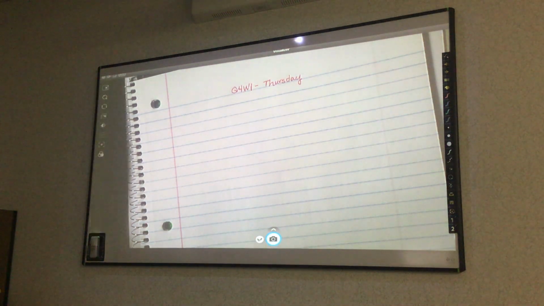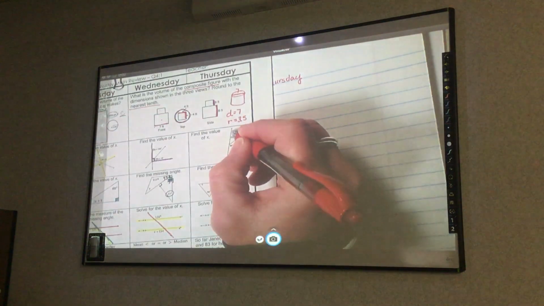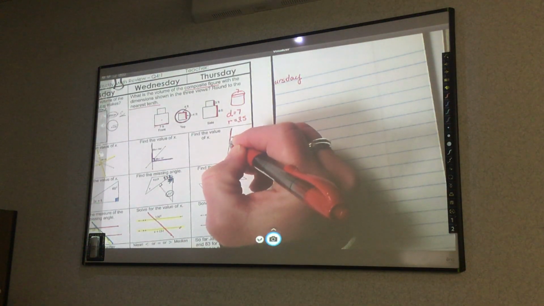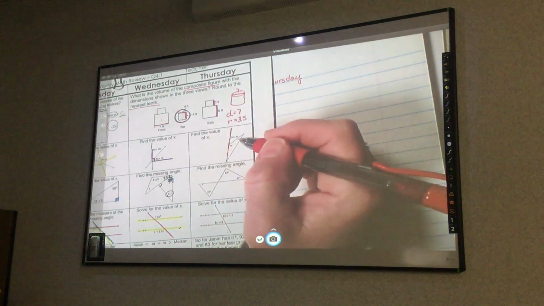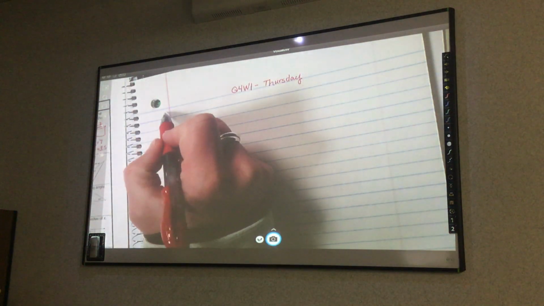For Q4 week 1 and Thursday, we did one yesterday. Find the value of X. These guys share a line. So what do they have to add up to? And what kind of angles do we call those?